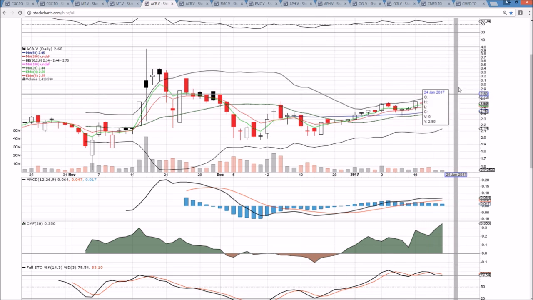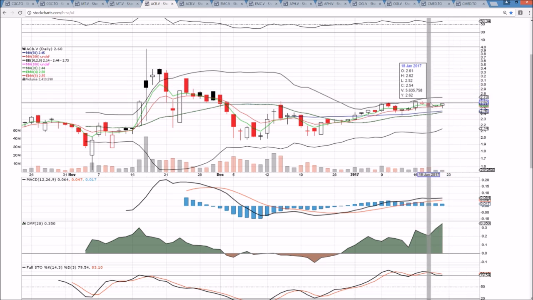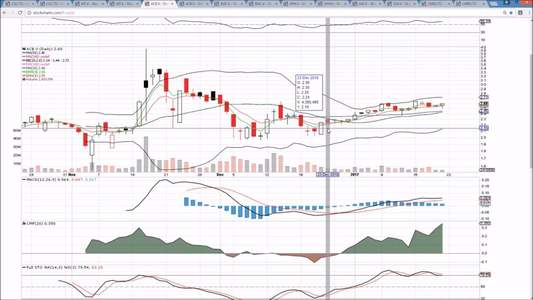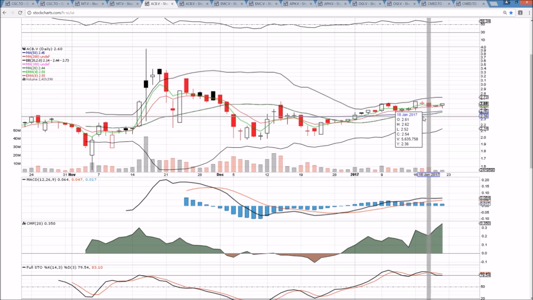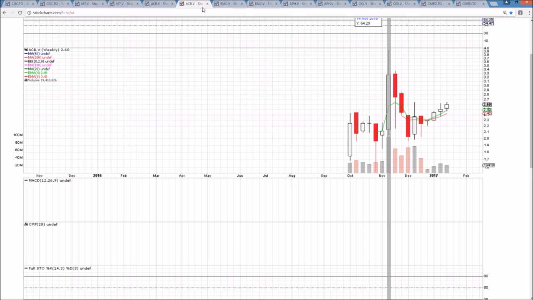Nice trend. Bollinger Bands creating some more room to the upside. They've been ascending for a while now and really looking good. Middle Bollinger Band, 50-day moving average are supports. Bulls fully in control. Nice follow through on the weekly time frame.